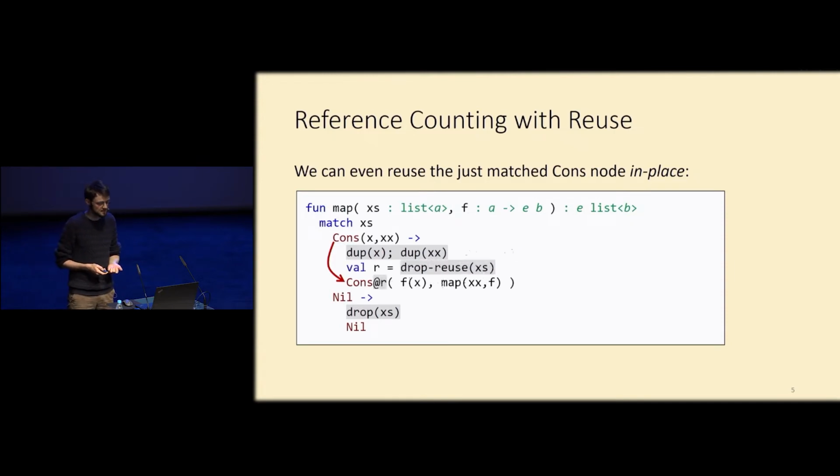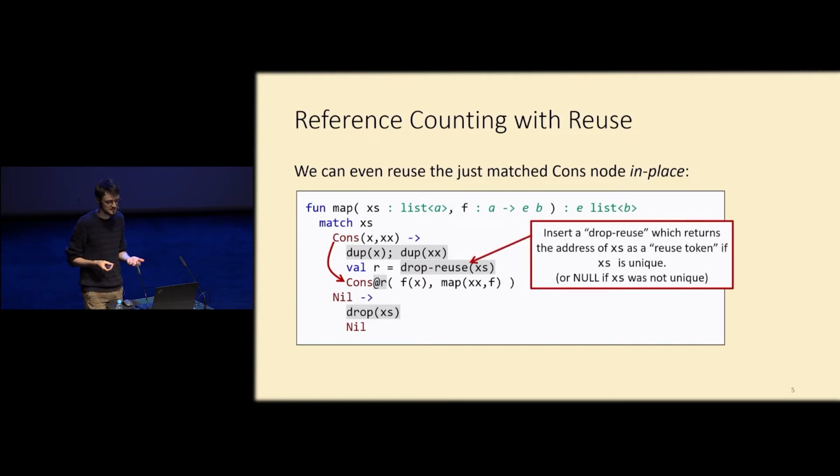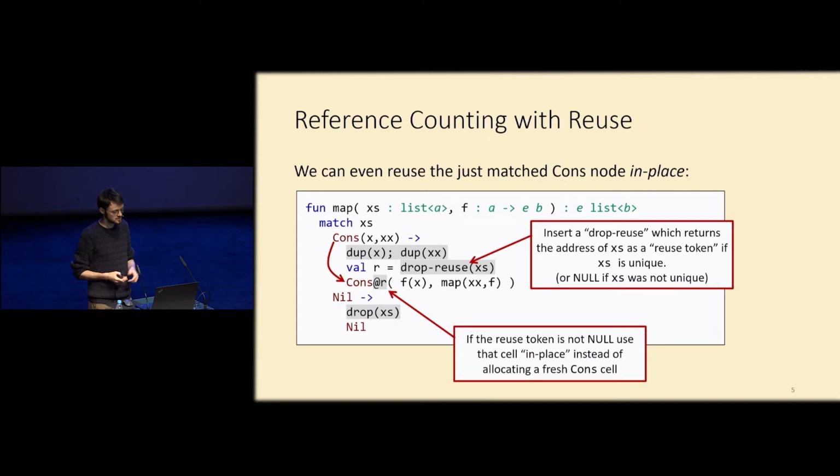And this seems kind of wasteful, that we are freeing a cell and then allocating a cell of the same size. So what we can do instead is insert this call that we call drop-reuse. And what it does is that it looks at xs, if it happens to be unique, and if so, it saves the cell as the reuse token r, or it just writes null if xs is not unique. And then the allocation either needs to happen if the reuse token is null, or if the reuse token is actually a cell, we can just write the values in place into the cell that we already have.